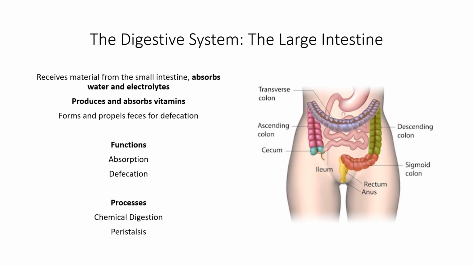The feces are essentially formed in the large intestines, and some of the indigestible food is fermented here by the microbiota in the large intestines. Now, these microbiota are essentially bacteria, and they will form and produce vitamins which are absorbed into the body. The main functions here are absorption and defecation, and the two processes are chemical digestion and peristalsis.